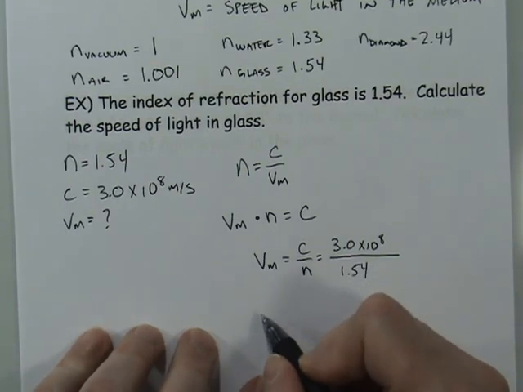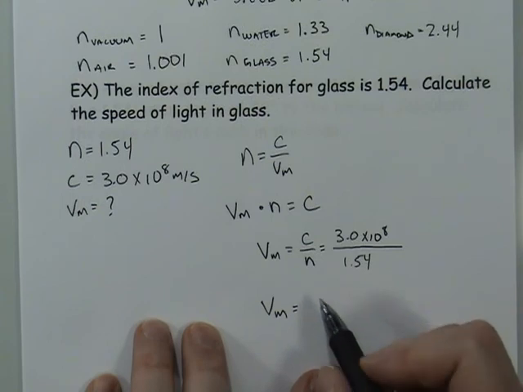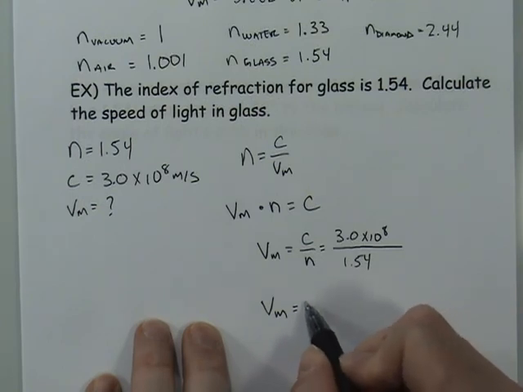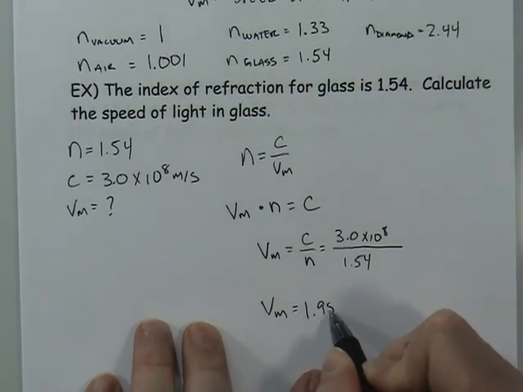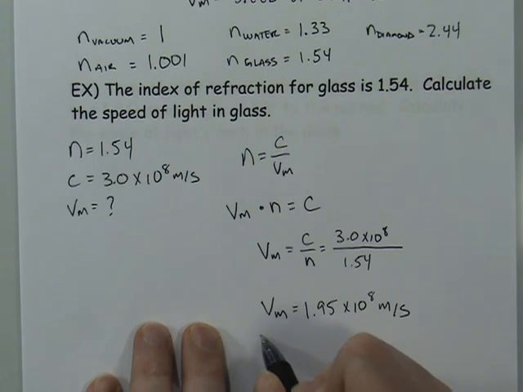And when you plug that into your calculator, if you do it correctly, you should see that the speed of light in glass is about 1.95 times 10 to the 8th meters per second.